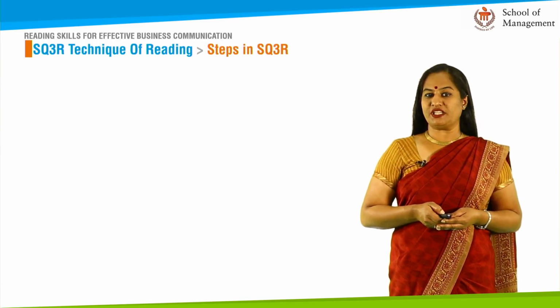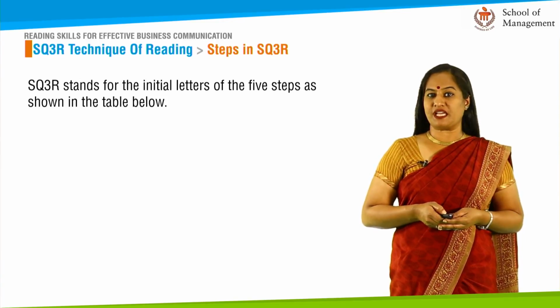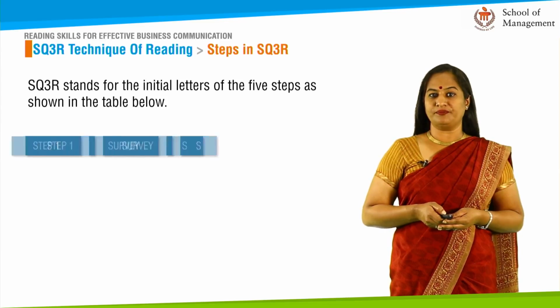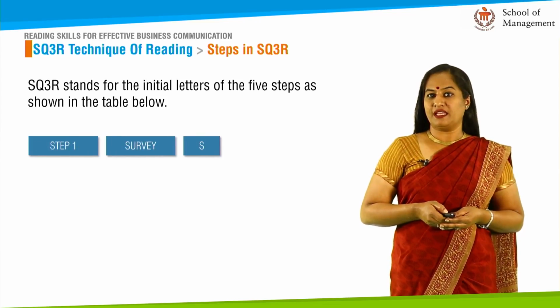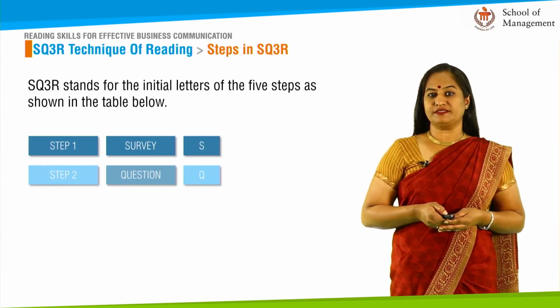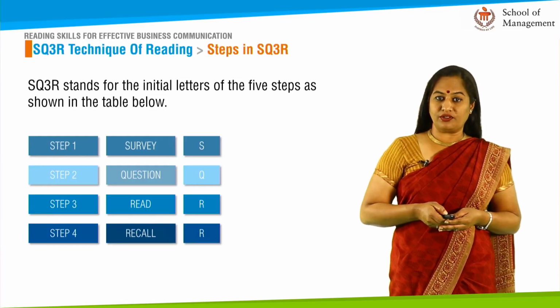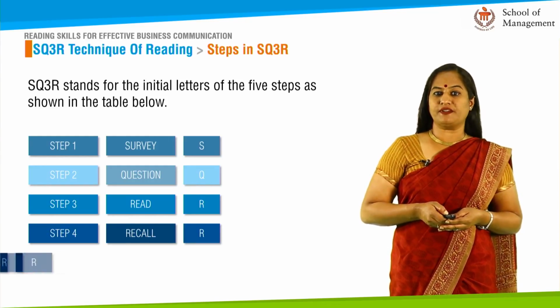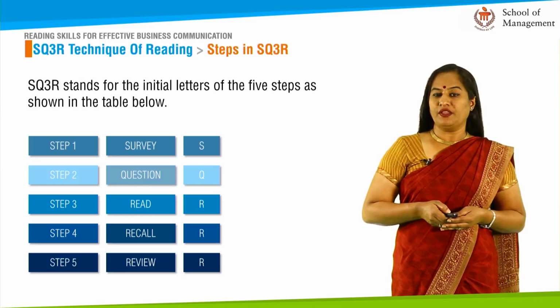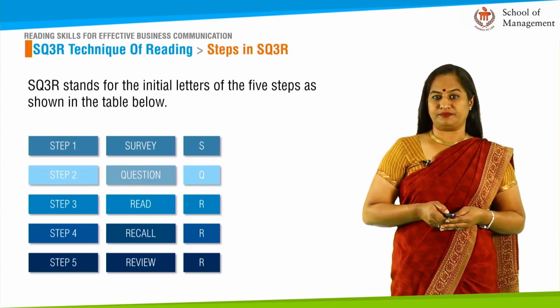The steps in SQ3R are the initial letters of the 5 steps, as shown in the table below. Step 1, survey. Step 2, question. Step 3, read. Step 4, recall. And step 5, review. They are abbreviated as SQ and the 3 R's.